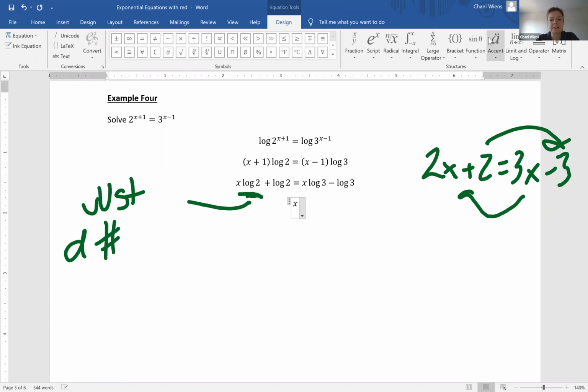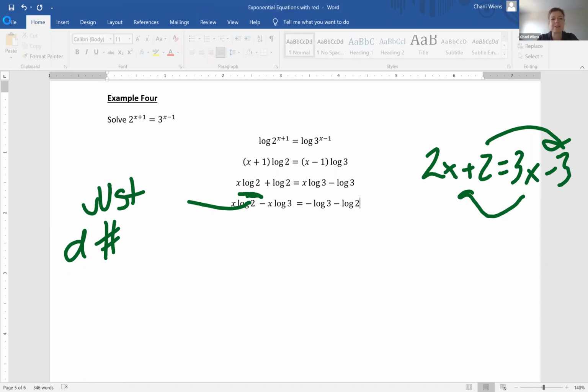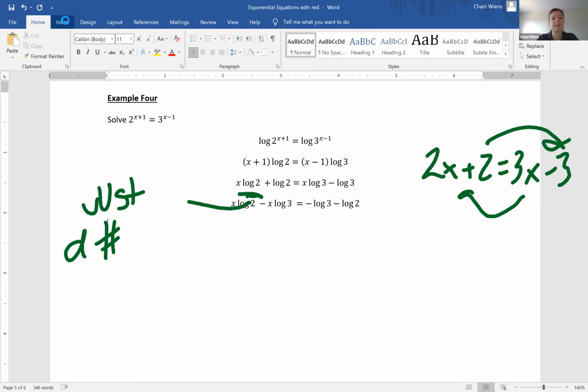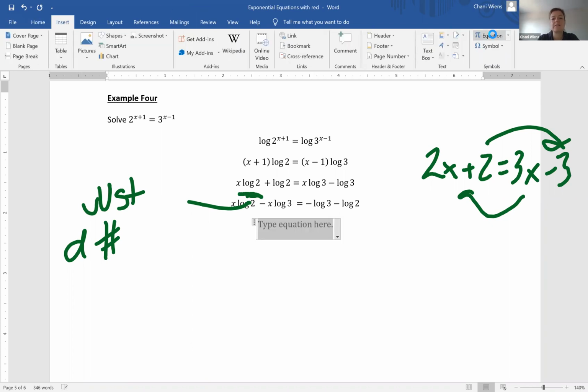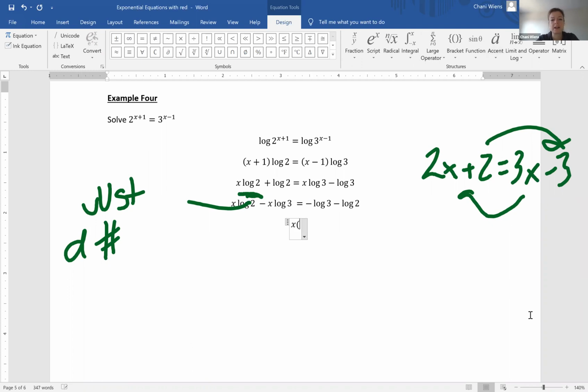So I'm going to do x log 2 minus x log 3. Now both of the things with x are on one side, and then minus log 3 minus log 2. Now both of the numbers, the logs, are on that side. On the left side now we can common factor out an x. Why is that just the best thing ever? Because now we only have one x, which we can solve for. So we're common factoring out the x.